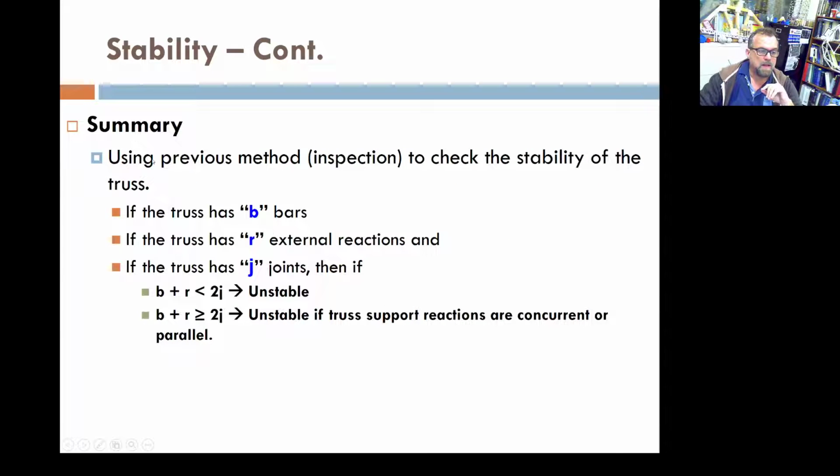So how can we mathematically determine this? This is just a summary of what we discussed. If the number of bars plus the number of reactions is smaller than 2 times the number of joints, unstable. If the number of bars plus reactions is bigger than or equal to 2 times the number of joints, it's going to be unstable only by inspection. You can see it if the reactions are concurrent or parallel.